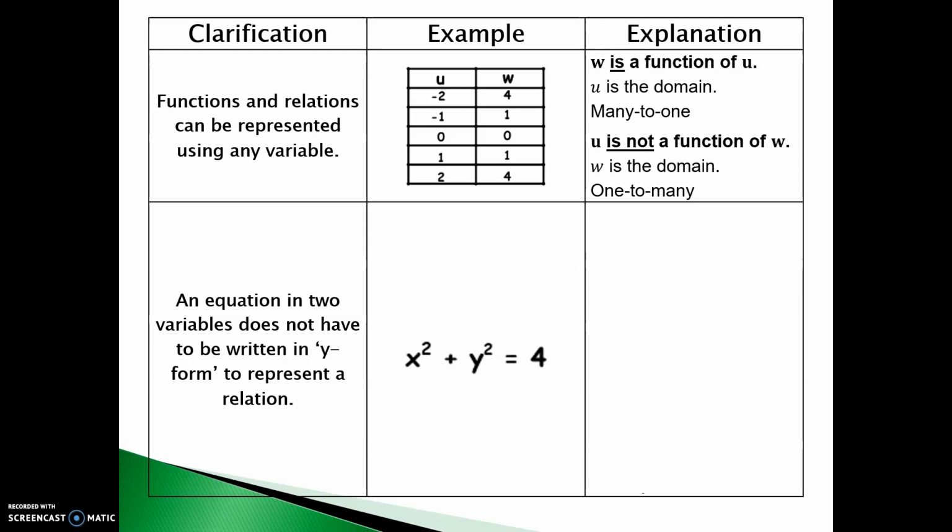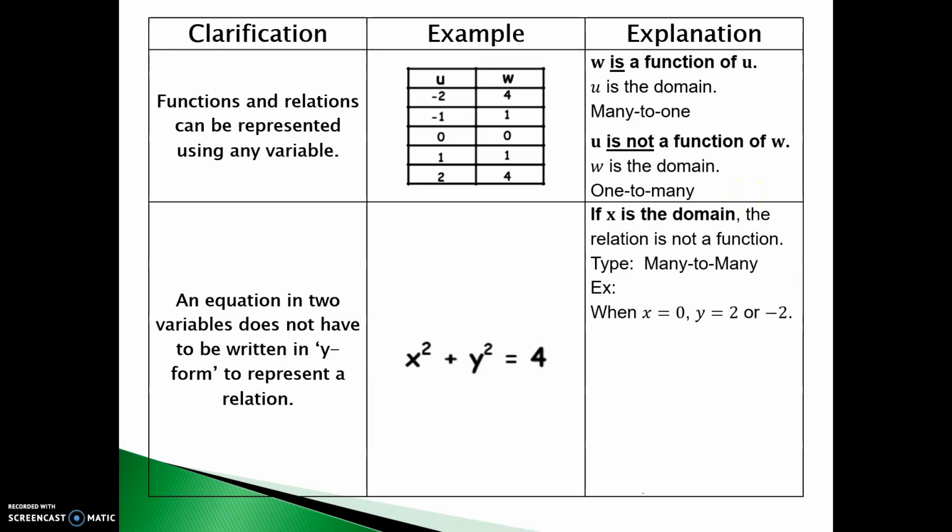Typically we like to say y equals something to have that relation. But in this case of drawing a circle, so this would be a circle centered at the origin with a radius of 2, we don't have to solve for y. We can just leave it in that form, and that's actually an easier way to graph it. In the case that x is the domain, the relation is not a function. A circle would fail the vertical line test, and it would also fail the horizontal line test. So in that case, it's a many to many. For example, when x is equal to 0, y could be 2 or -2, and so it is not a function.